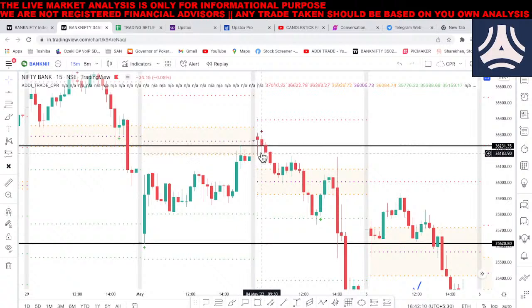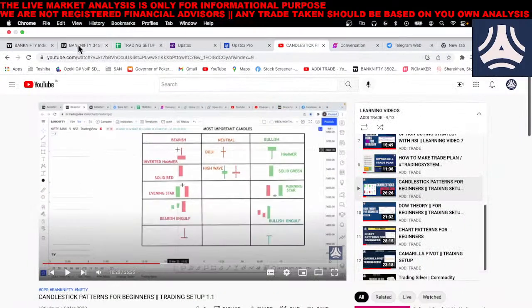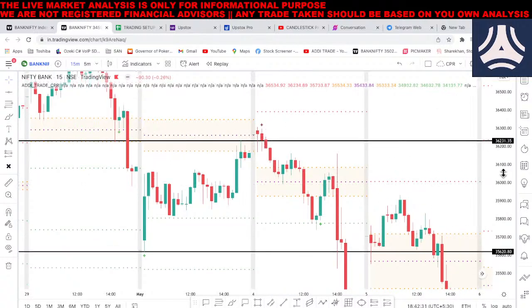This was like a high wave. Whenever we have this type of neutral candlestick pattern, we shouldn't enter. It's very indecisive. This was not a very good candle, this was not a very good candle. But this 15-minute candle was a very good candle, the third 15-minute. After this, we could also have entered with the high of this candle as stop loss and the CPR as the target.